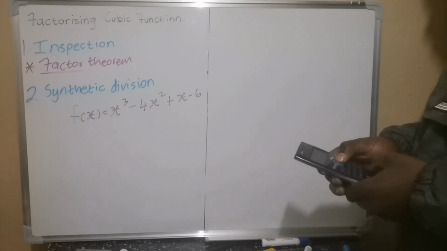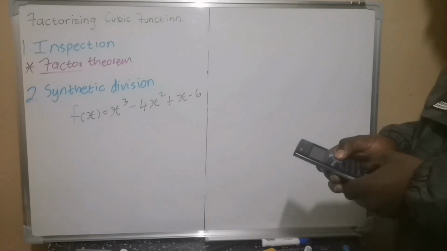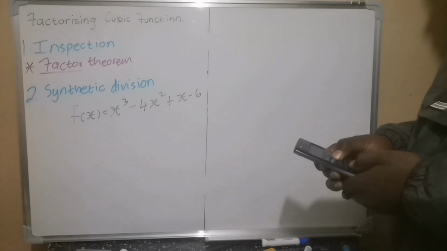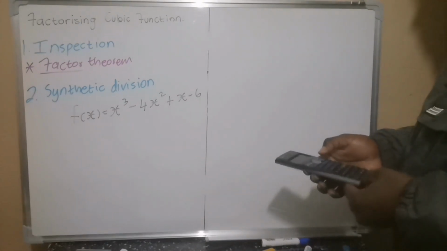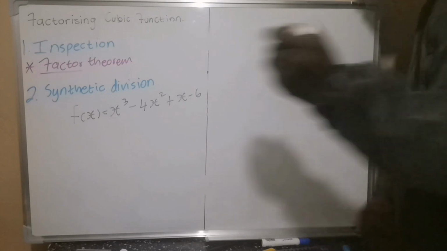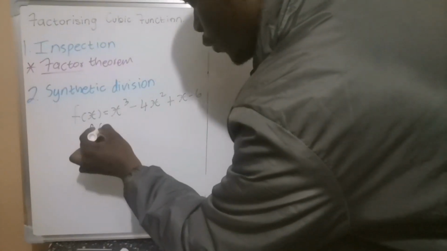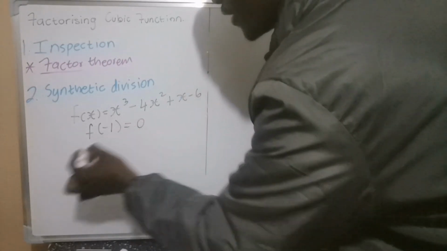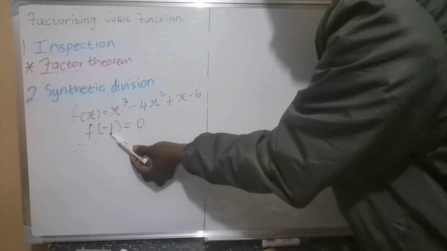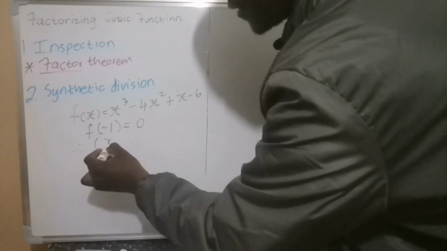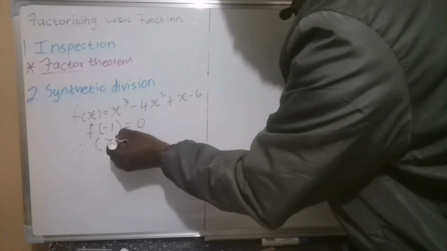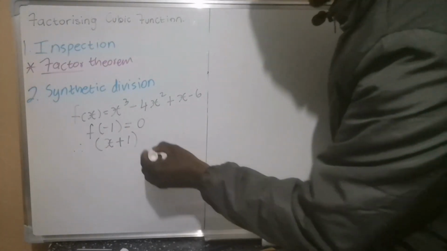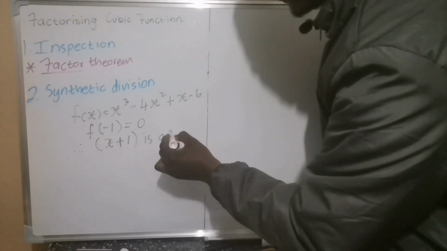When I put in positive 1, no guys, I'm making mistakes here. Let me just put in negative 1 properly. It gives me 0, so I was making mistakes. So when I put in negative 1 where I see x, it gives me 0. Therefore, since we have negative 1 here, x plus 1. Remember, when this negative 1 comes inside a bracket, it changes the sign from negative to positive. So x plus 1 is a factor.